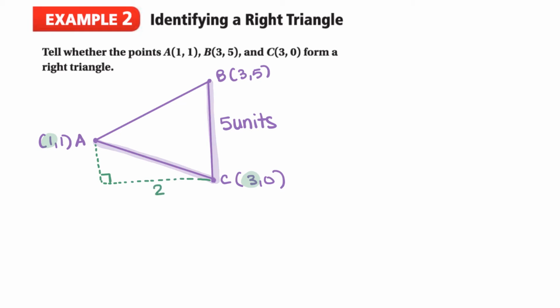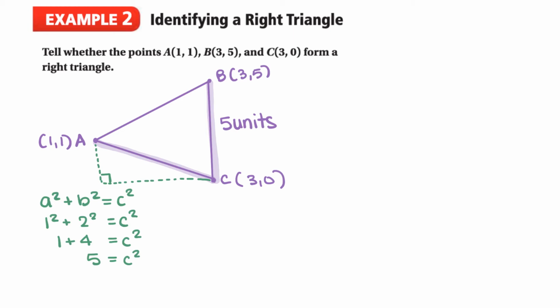And then I do the exact same thing for the y coordinates. How far away is 1 and 0? Well, that will be 1. So now I have my right angled triangle, so I can do a squared plus b squared is equal to c squared. I have 1 squared plus 2 squared is equal to c squared, and I get 1 plus 4 is equal to c squared. So then I get 5 is equal to c squared.